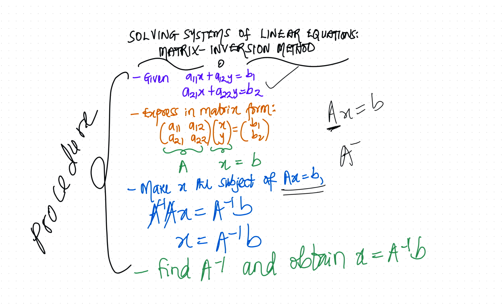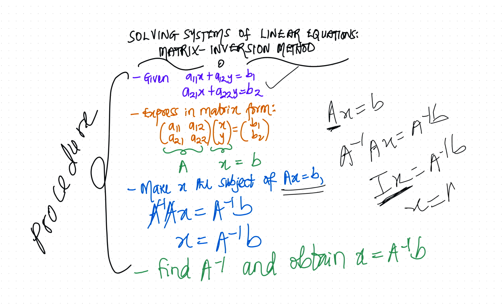So you have A inverse A. Of course, the X remains there. And then you have A inverse B. A inverse A will give you a unit matrix, then multiplied by X, which is equal to A inverse B. And the unit matrix is like the number one in terms of matrices. So it's like multiplying 1 by X. You end up getting your X, which is A inverse B.